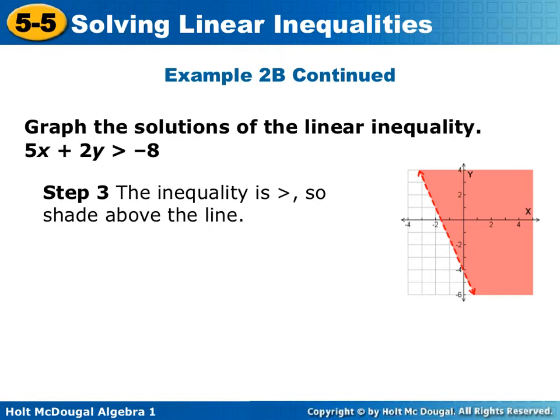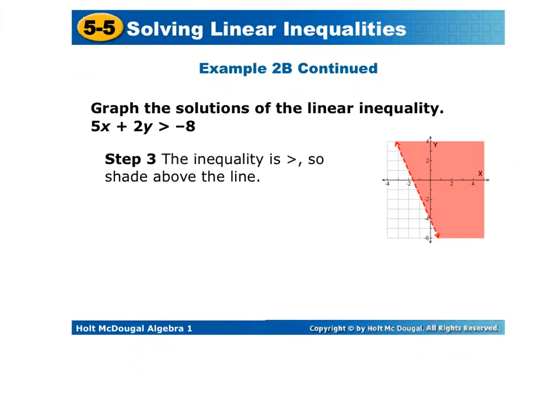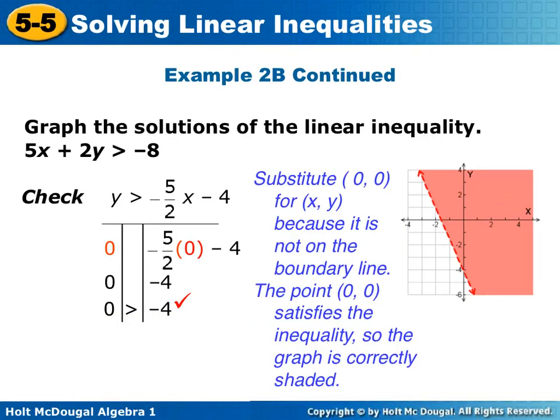All right. Here is their official nice and pretty graph. Again, notice their line was dashed, and then they shaded the top half because it was greater than. Here they plugged in 0, 0. They got the same true statement that I did, and so they know that they shaded it correctly.